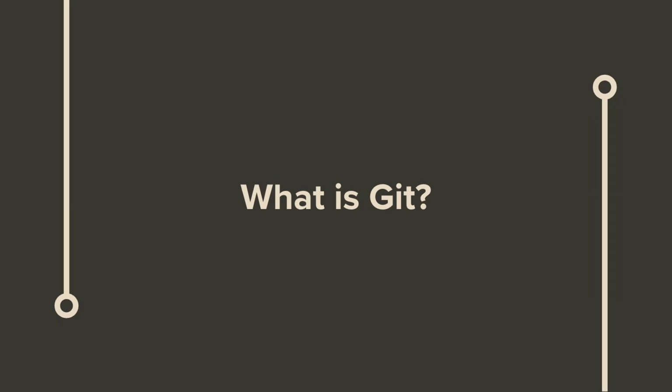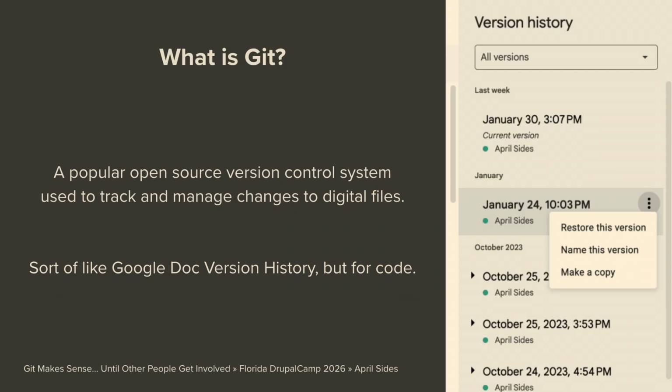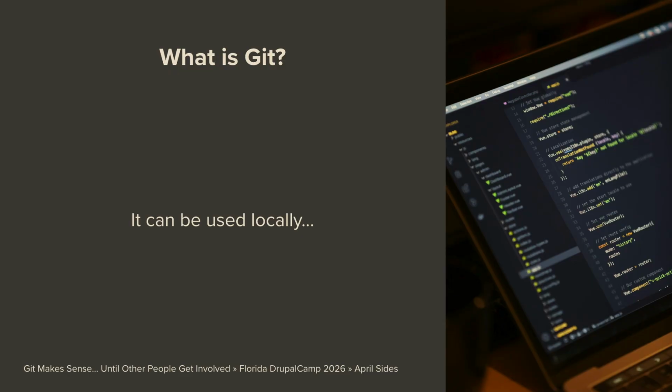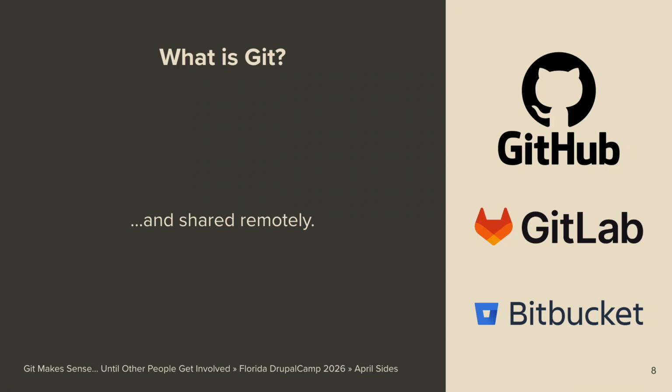So an overview, what is Git? Git is a popular open source version control system used to track and manage changes to digital files. I like to tell people who are not tech friendly that it's kind of like Google Docs version control. I know that Google Docs doesn't use Git in their version control, but it kind of gives that concept of being able to see changes and restore changes and things like that. So Git can be used locally on your local machine, and maybe you're already doing that a little bit, but it can be shared remotely when you push your code to GitHub or GitLab or Bitbucket and those sort of things to be able to share it within a team or be able to deploy it for a site.